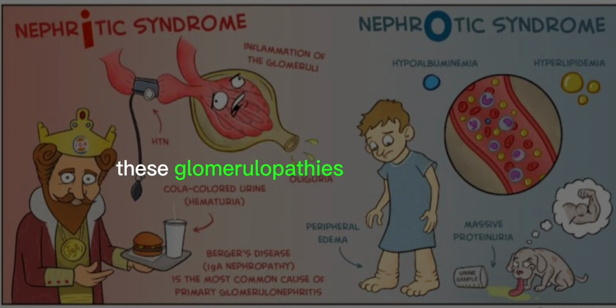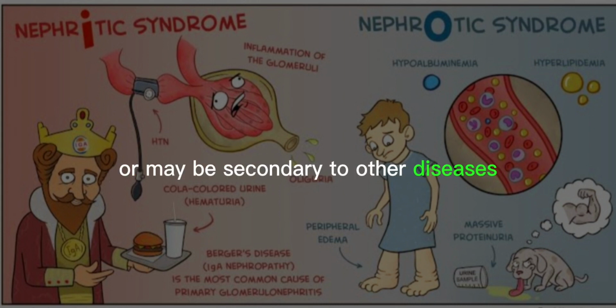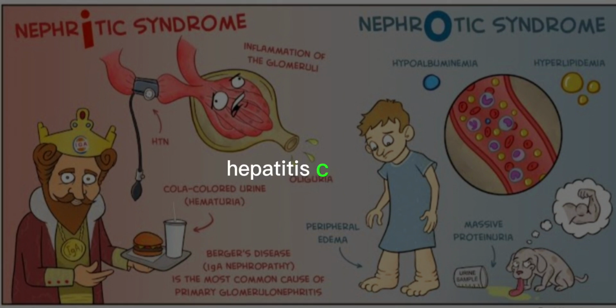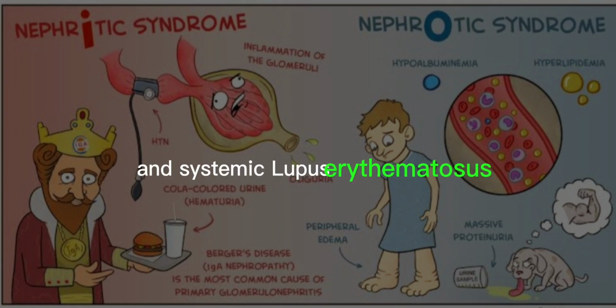These glomerulopathies may be primary, meaning idiopathic, or we don't know the cause of them, or may be secondary to other diseases such as diabetes mellitus, hepatitis C and B, amyloidosis, Alport's syndrome, and systemic lupus erythematosus.